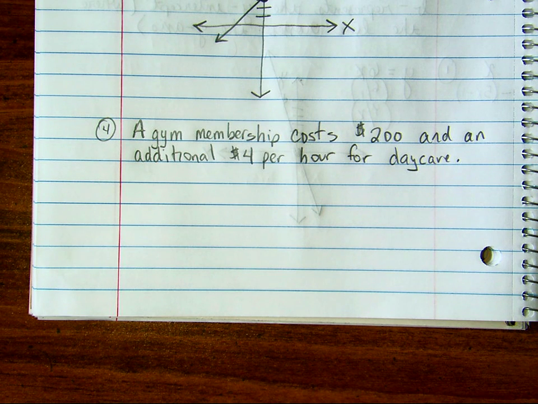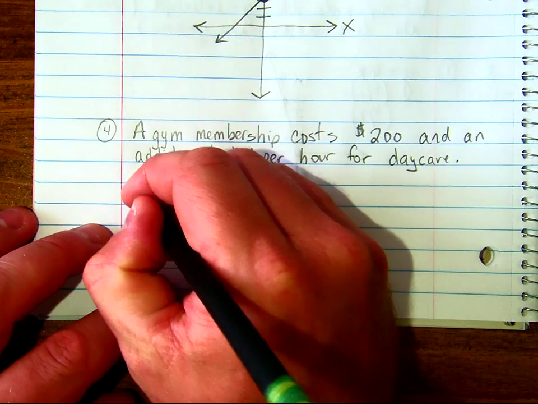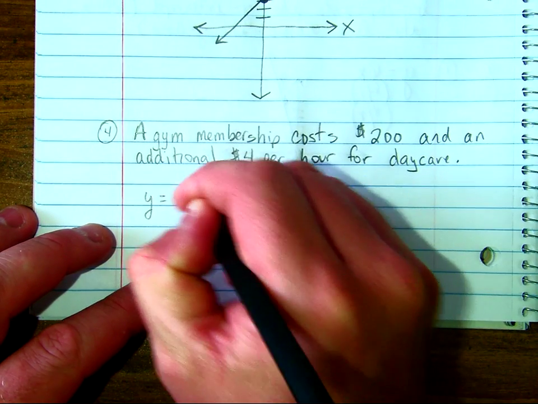Now, let's say I work out for 2 hours. What's my total bill going to be? Timmy? $208. If I work out for a half an hour, how much is my total bill going to be? Jacob? It's $202 because I worked out for a half an hour. So we come up with the linear function y equals 4x plus 200.